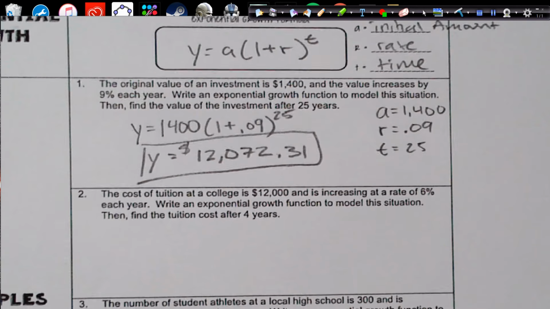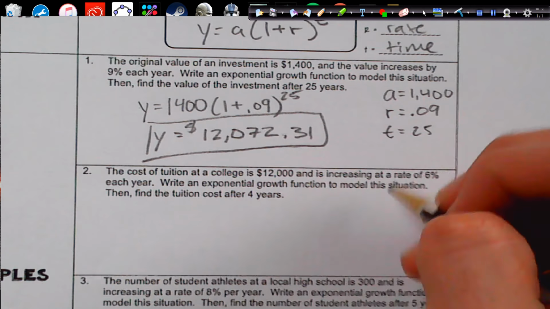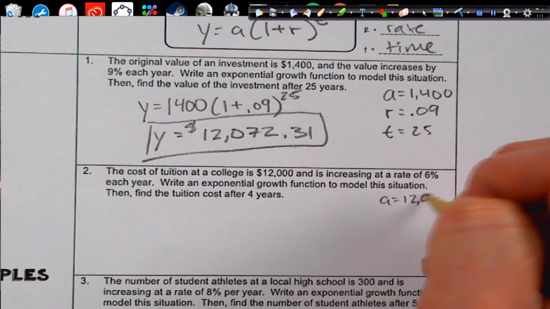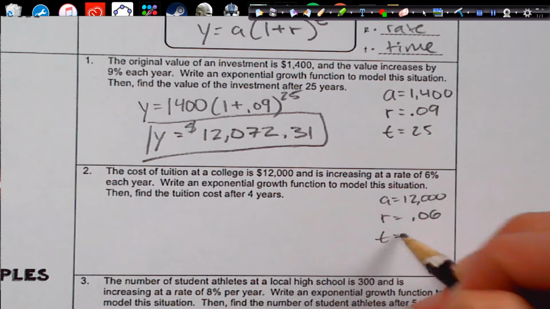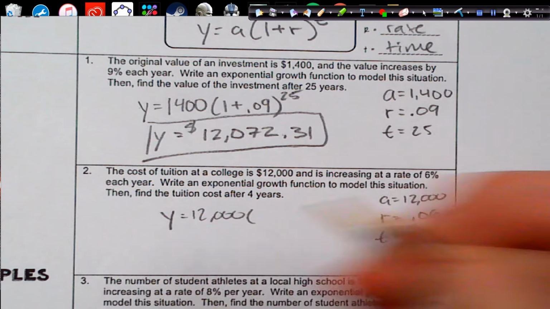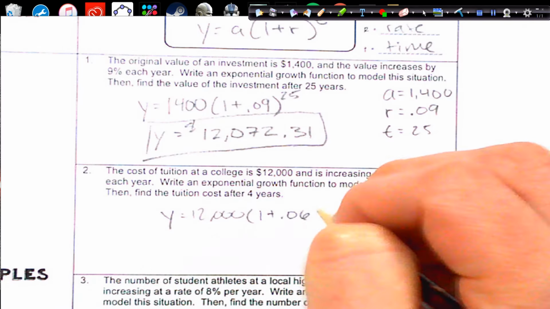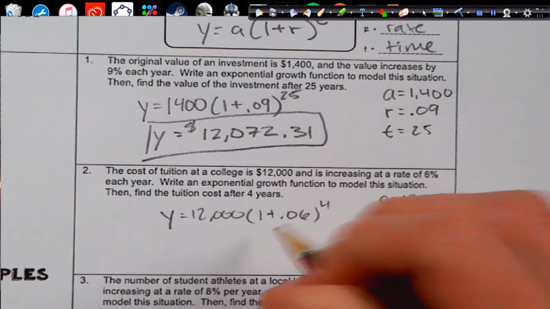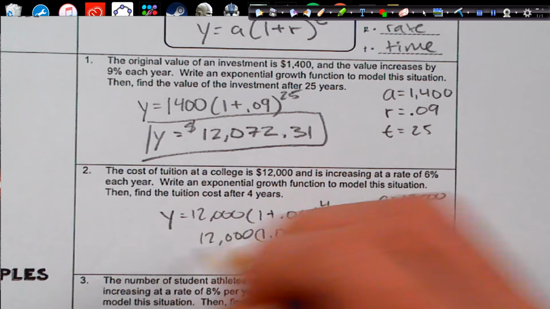Hopefully that's what you got. The cost of tuition at a college is $12,000, increasing at a rate of 6% each year. Write an exponential growth function to model the situation and find the tuition costs after 4 years. So our A is 12,000, our r is 0.06, and our t is 4 years. y equals 12,000 times (1 plus 0.06) raised to the 4. This is just going to become 1.06 raised to the 4 times 12,000.